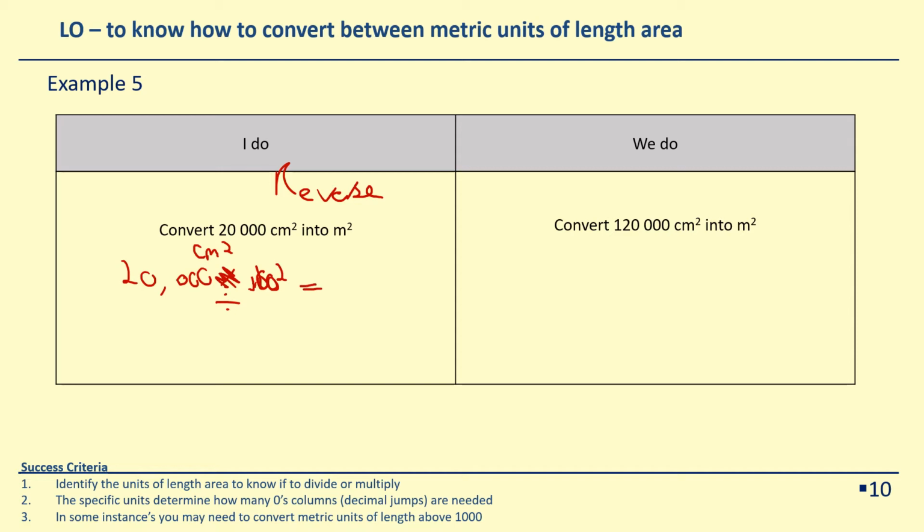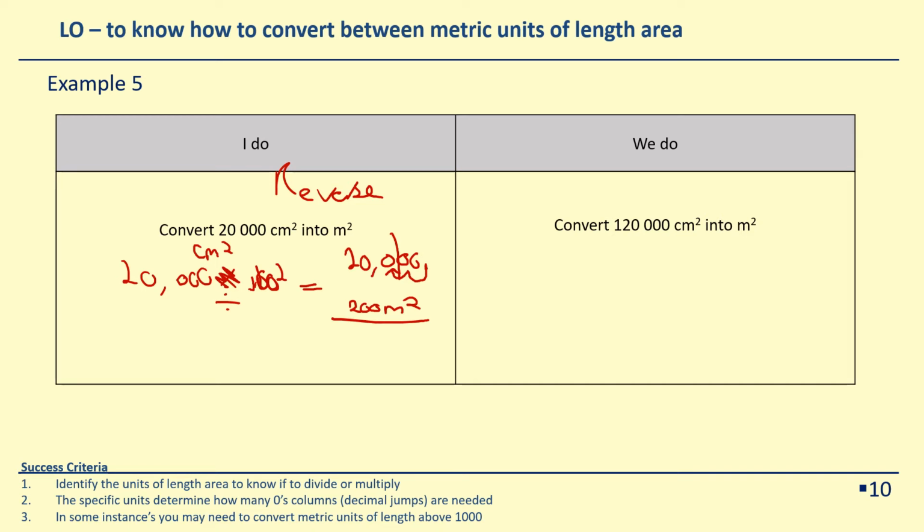Well, we just need to move our decimal point down twice. So let's write this number of 20,000 out again. It starts here. We go twice to the left. 1, 2, 2 jumps. So that's 200, isn't it? 200 meters squared would be your answer.